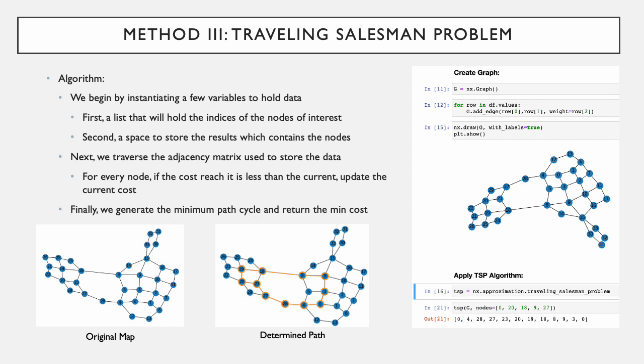So again, the main idea here is that the user can enter certain nodes that they want to visit. And in this case, we entered 0, 20, 18, 9, and 27. And what the model is able to do is produce a particular path within the confines of our network that allows the user to visit those nodes in the shortest distance possible.